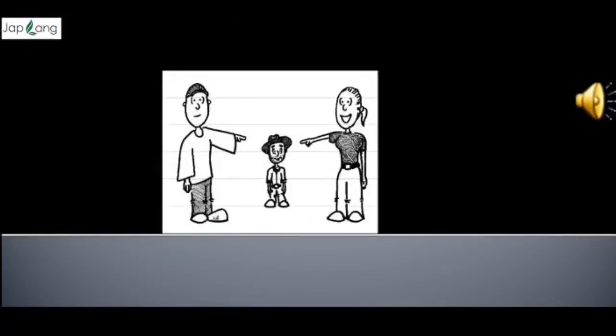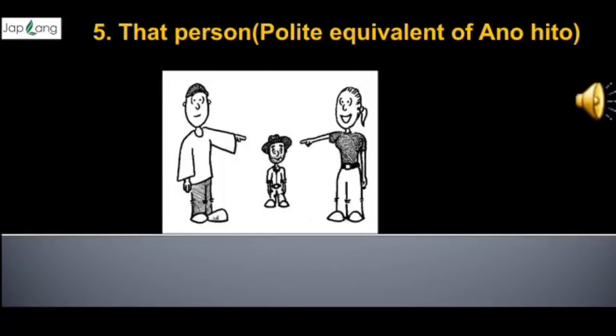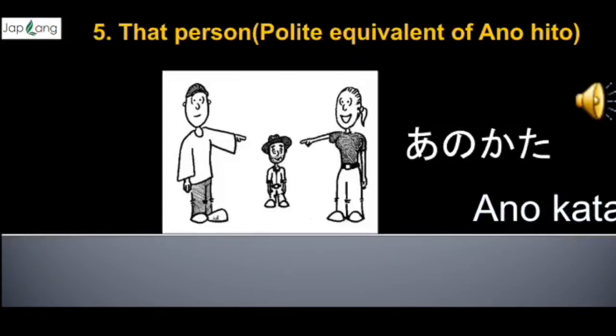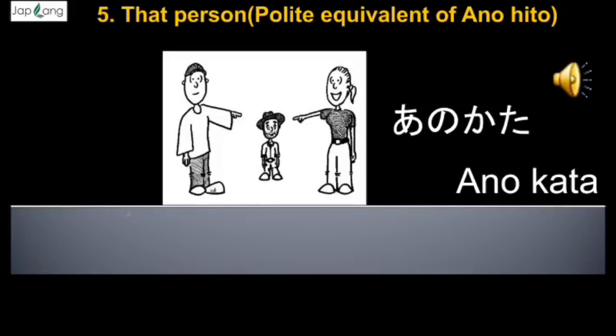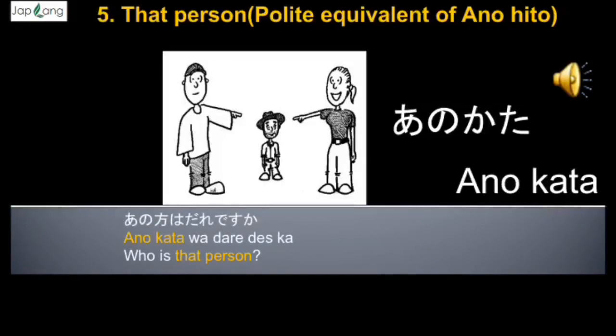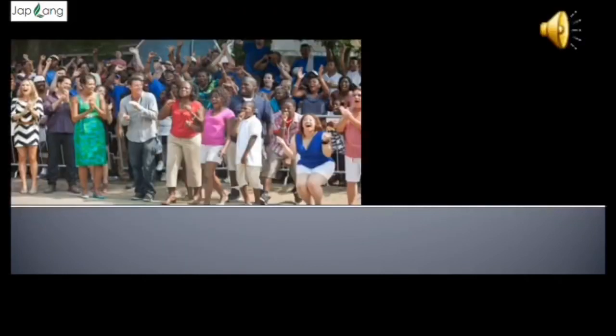Next is again the same as anohito, but to be more polite, we say anokata. Anokata. Let's listen to the Japanese sound. あの人. One sentence: あの方は誰ですか? あの方は誰ですか? Who is that person? So あの方 is that person. Alright, we go to next.